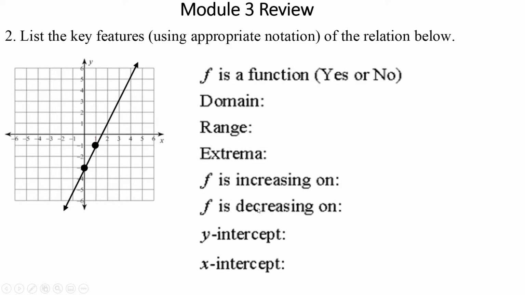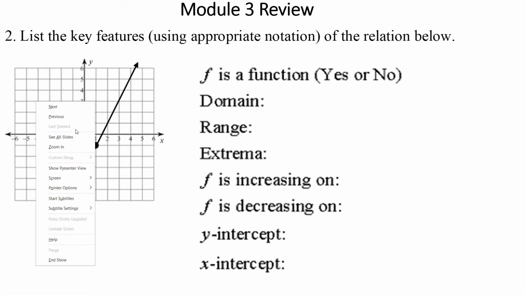Okay, number 2. Excuse me. List the key features using appropriate notation of the relation below. So this time the relation they have given you is a graph. And they did not ask us to model it in any other way, so we're not going to need a table or formulas or anything like that. Now, if that would help you answer these questions about the features of this relation right here, then yeah, go ahead and model it another way.